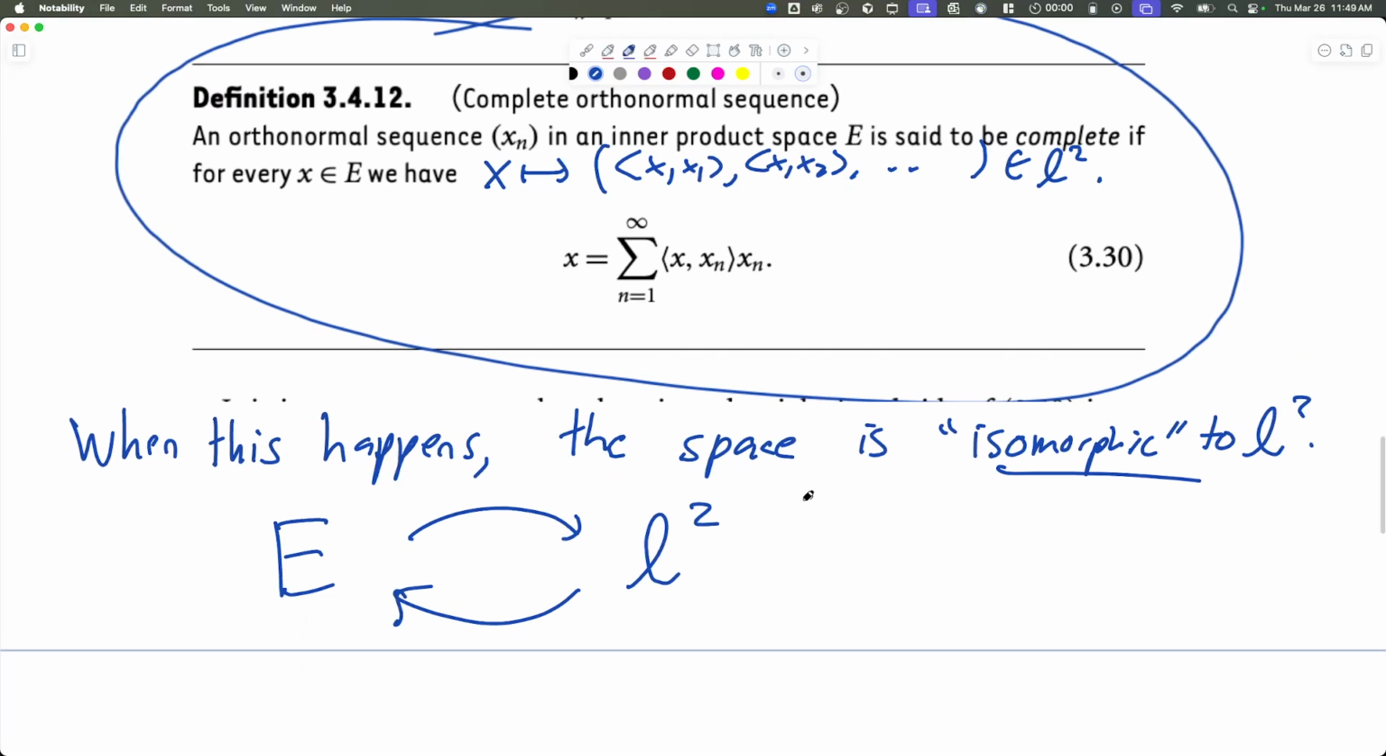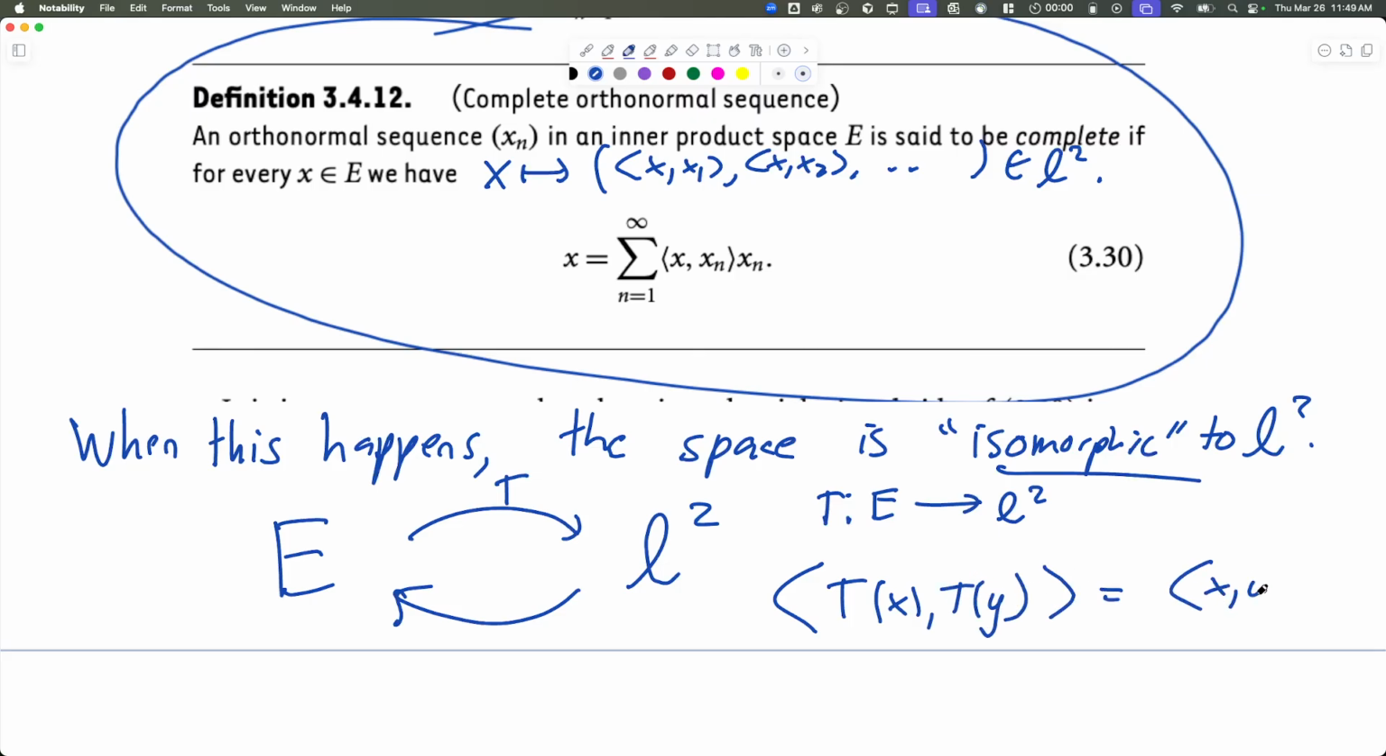And the key part of this is that, if we call this map T, so T goes from E into L2, then this is saying the inner product of Tx, Ty equals the inner product of x, y. Wait, this one's in L2. This one's in E. Okay. This is kind of a little extra.